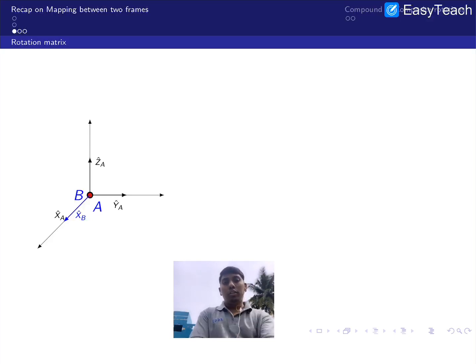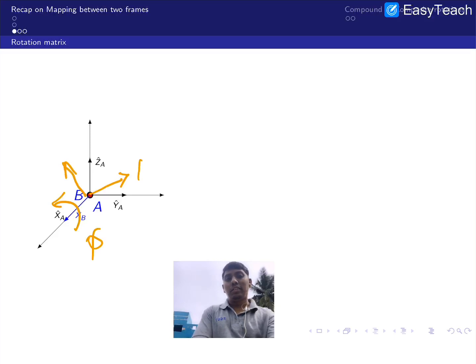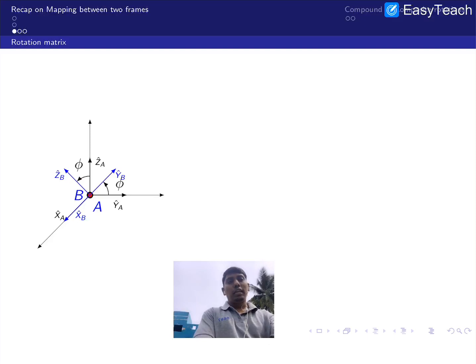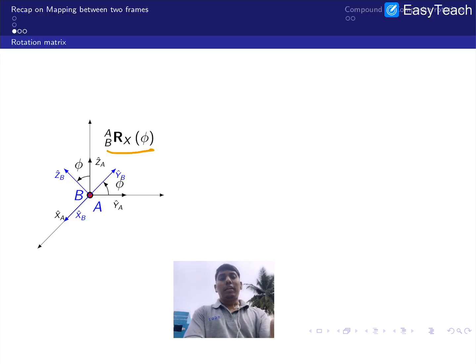Now you can see I am rotating by some angle, which I call phi. So now Y will change and Z will change. This I call the YB vector and this is the ZB vector, right? So this is what we are doing, and now this angle I call phi and this angle I also call phi, and we can use the projection of vectors and get what we wanted.